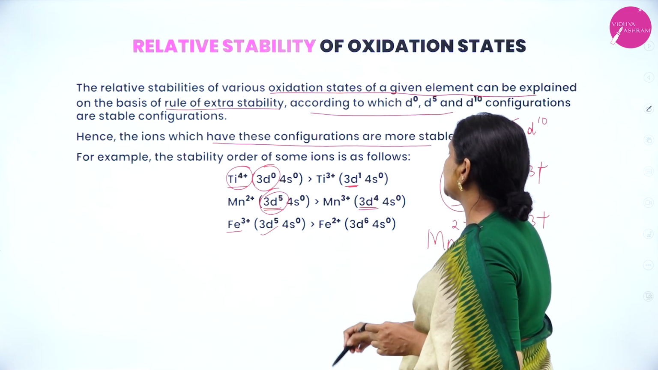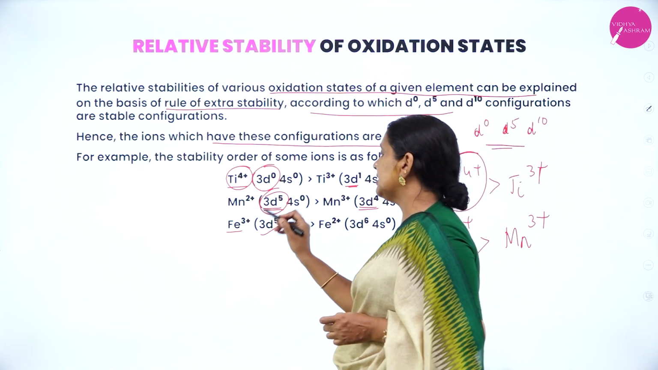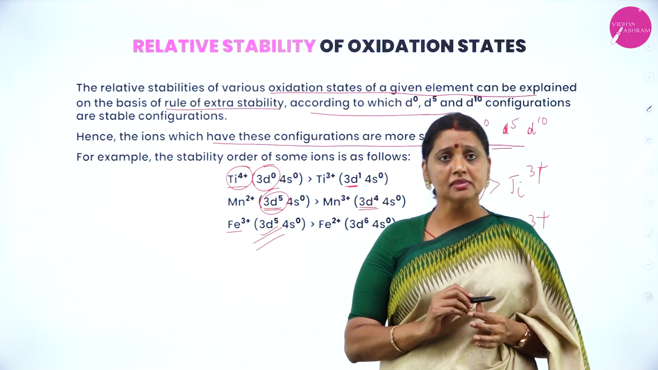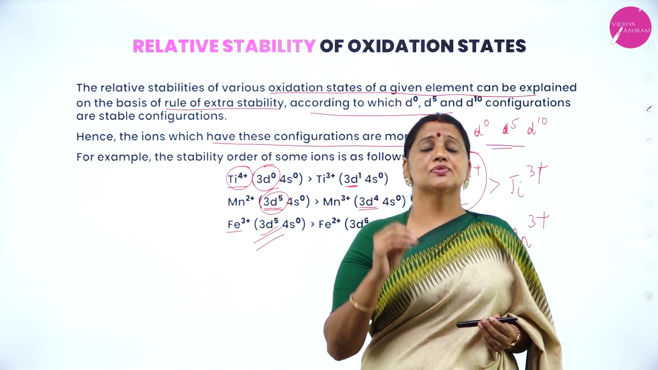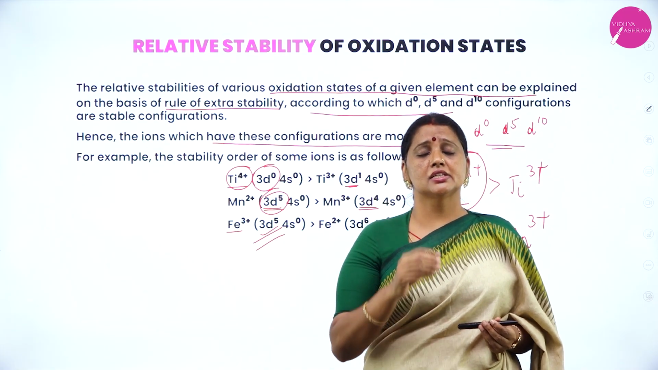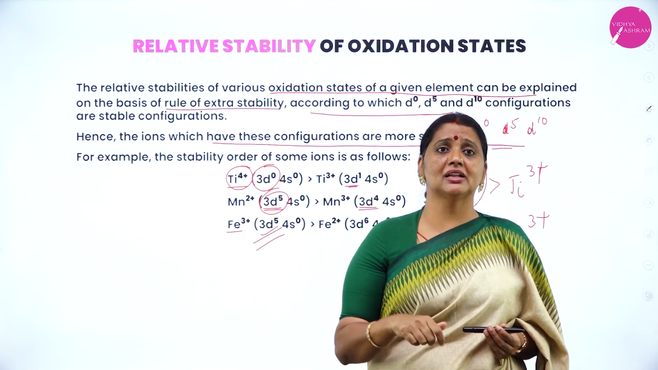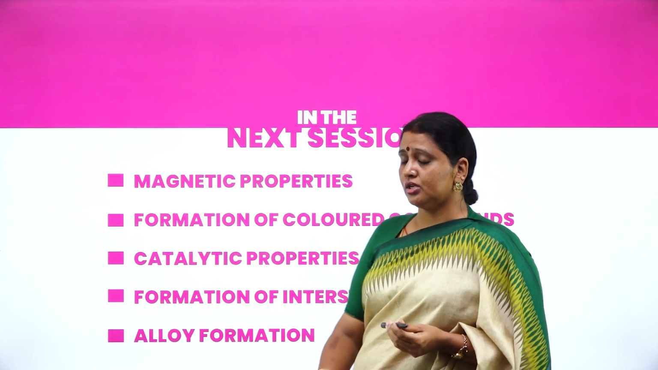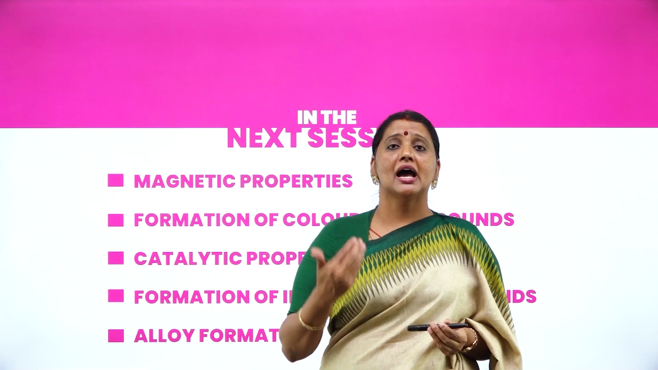Iron in plus 3 oxidation state is more stable than iron in plus 2 oxidation state. In iron in plus 3 oxidation state it is a half-filled 3d orbital. Therefore, any element gains extra stability in which electronic configuration? d0, d5, d10. d0 means empty d orbital, d5 means half-filled d orbital, d10 means what? Completely filled d orbital.